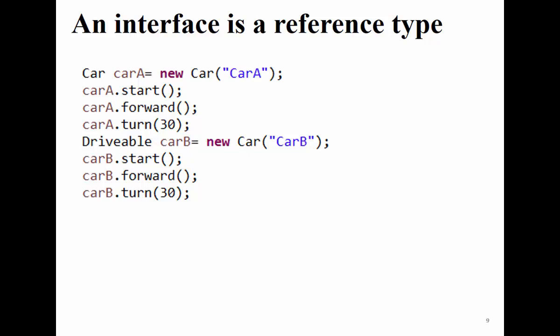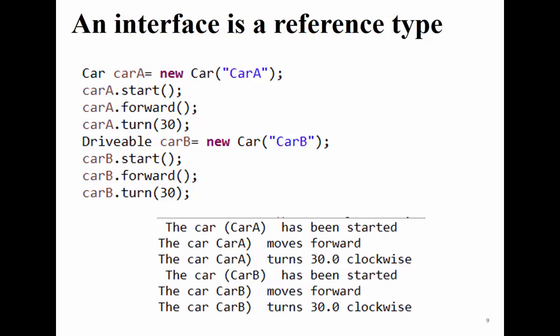We cannot create an object from the interface. We can create an object from the class. So we can use Drivable as a reference, and we have carP, and we create a new Car object. Again, we can work with carP as a Car object. The only thing is that we reference the car using the Drivable interface.